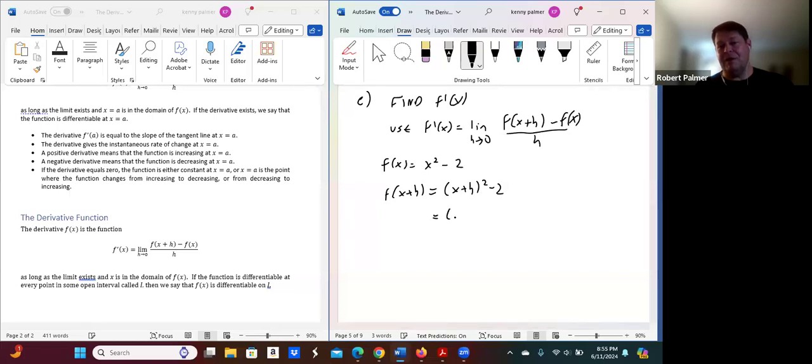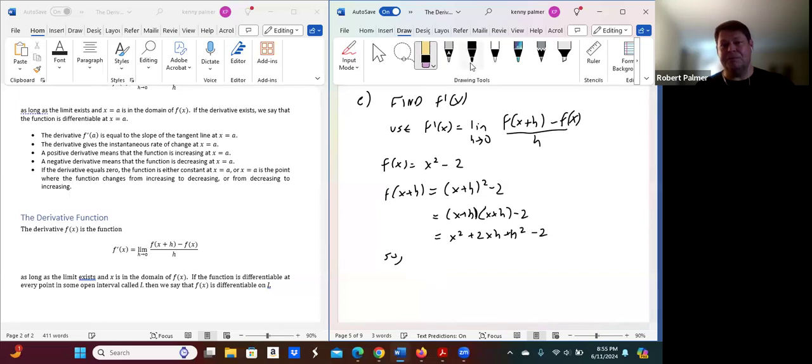So once again, I have to FOIL this: x plus h times x plus h minus 2. If you do that, you have x squared, and then the inner and outer terms are the same. You have two of those, so 2xh plus h squared minus 2. Okay, and so back to our limit, where the limit is h goes to 0.